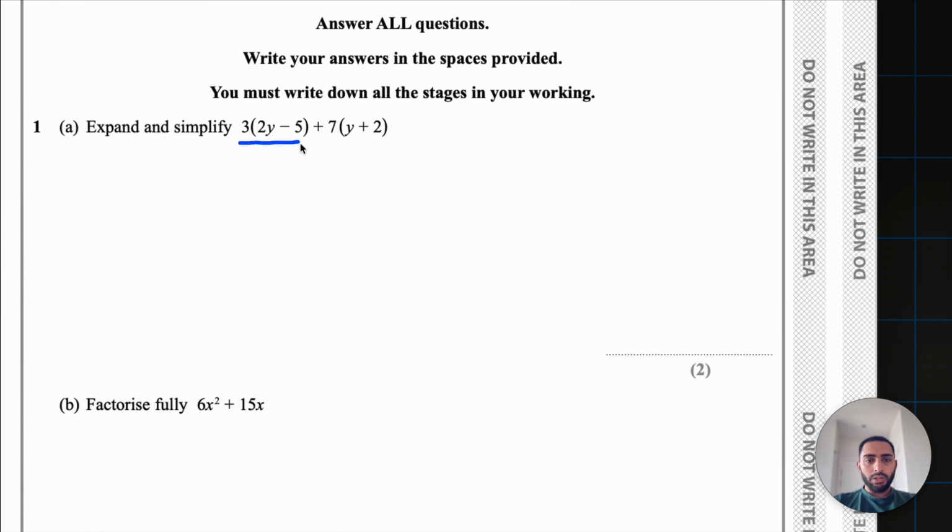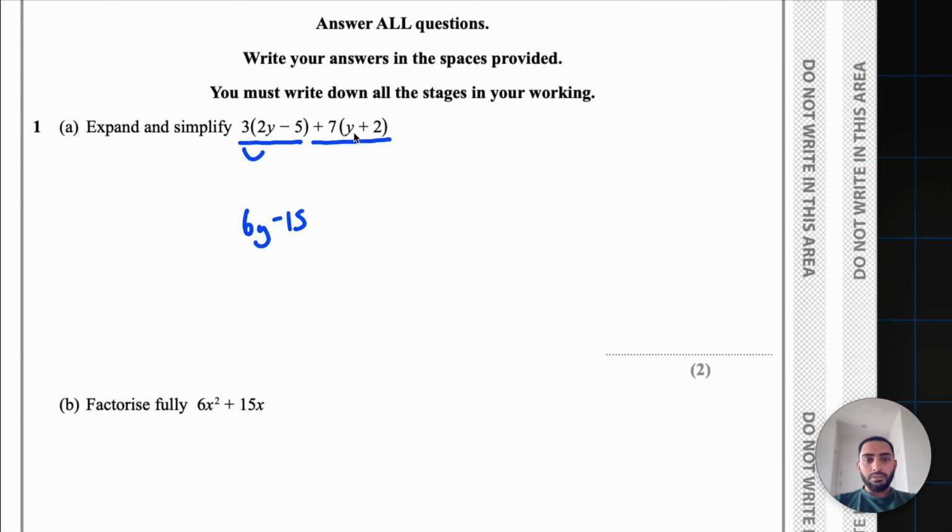I'm going to first concentrate on expanding this bracket, then I'll expand this bracket out and then I'll combine them both. So first I'm multiplying everything on the outside of this bracket by everything on the inside. So I'm doing 3 multiplied by 2y. 3 times 2 is 6, so 6y. 3 times negative 5 is negative 15, so that's that one done.